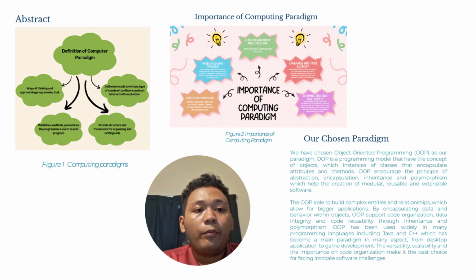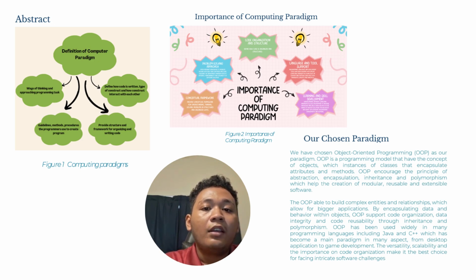So there are four definitions of computer paradigms. The way how we're thinking and approaching programming tasks. So before we're going to tackle our code, we're going to think how we're going to approach to settle the code. Second is the guidelines, the methods, procedure the programmer used to create a program. So before we're going to tackle our codes, we're going to look over for the guidelines, the methods, the procedure to ensure our code is organized.